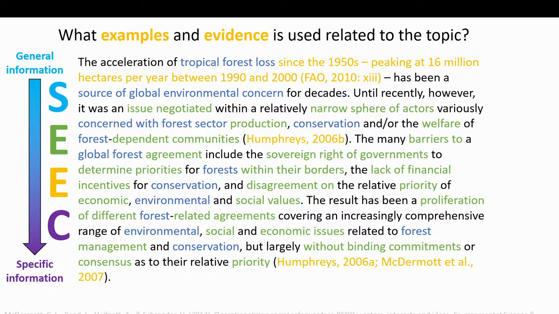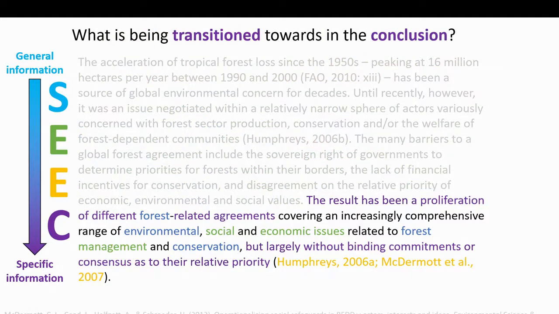Finally, we want to move down to conclude and transition. So, what is being transitioned towards in this conclusion? Highlighted in purple, we would assume that the next paragraph is going to be about the result being a proliferation of different forest-related agreements, but that are largely without binding commitments or consensus as to their relative priority. It would be a bit of an illogical jump if the next paragraph of this article started talking about the importance of cutting fossil fuel emissions or about how governments in forested countries are, generally speaking, corrupt. That wouldn't make any sense. So this is, again, the principle of cohesion.